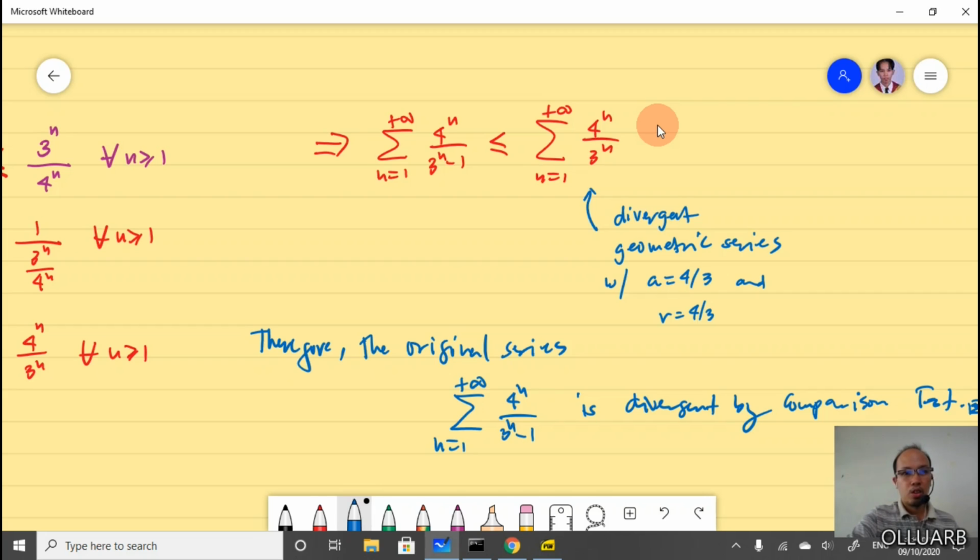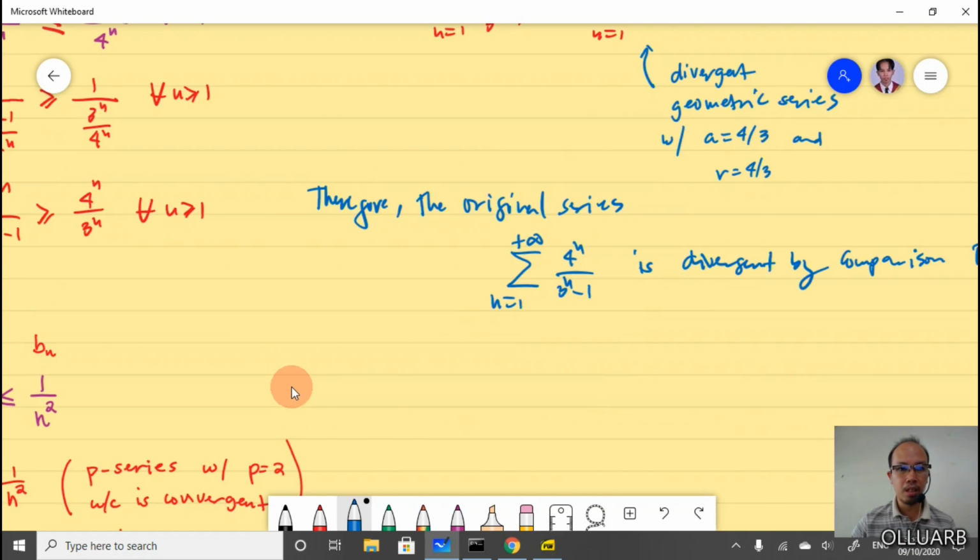Okay, so we have 5 examples. I know that's enough, so I hope that you comprehend how to use the comparison test. All you have to do is to compare, based on the title or the name of that test.